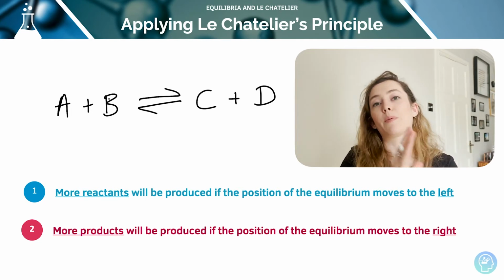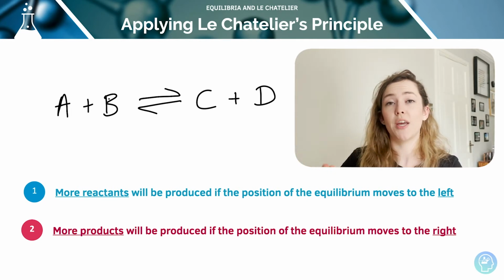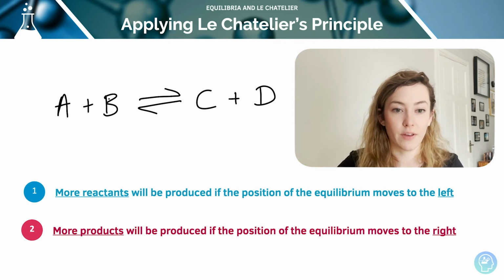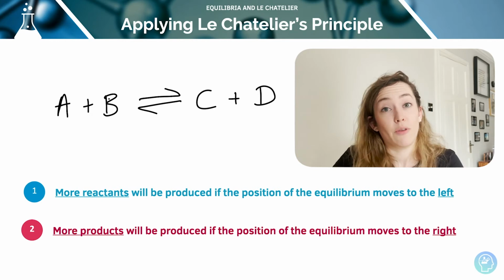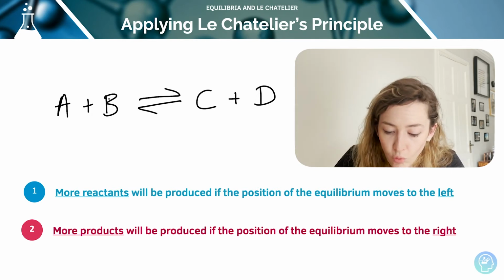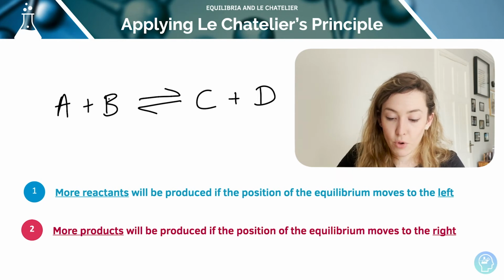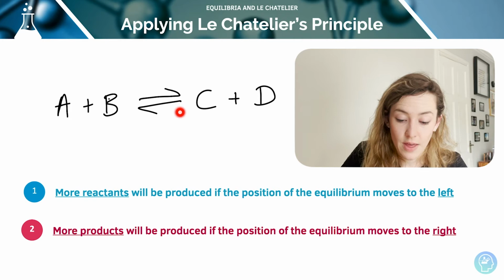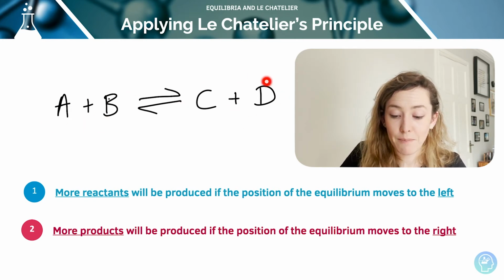The position of equilibrium is going to move to counteract that change. I liken that to the person on the escalator moving their position on the escalator, for example. So yeah, you can change the temperature, the pressure, the concentration. More reactants will be produced if the equilibrium moves to the left. If we shift in this direction, we're going to get more of this. If the equilibrium shifts to the right, we're going to get more of our products.